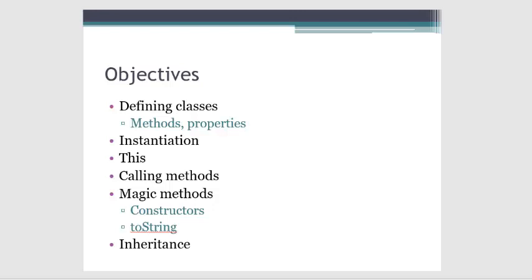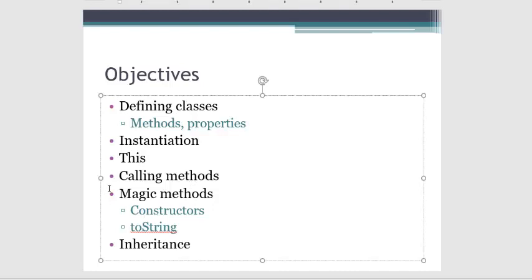I've got examples of all of these things. So we're going to talk about defining classes, and along with that, we'll talk about methods and properties. That sounds scarier than it is. Instantiation, which is a keyword, calling methods, magic methods, and inheritance. Those are our goals for today.